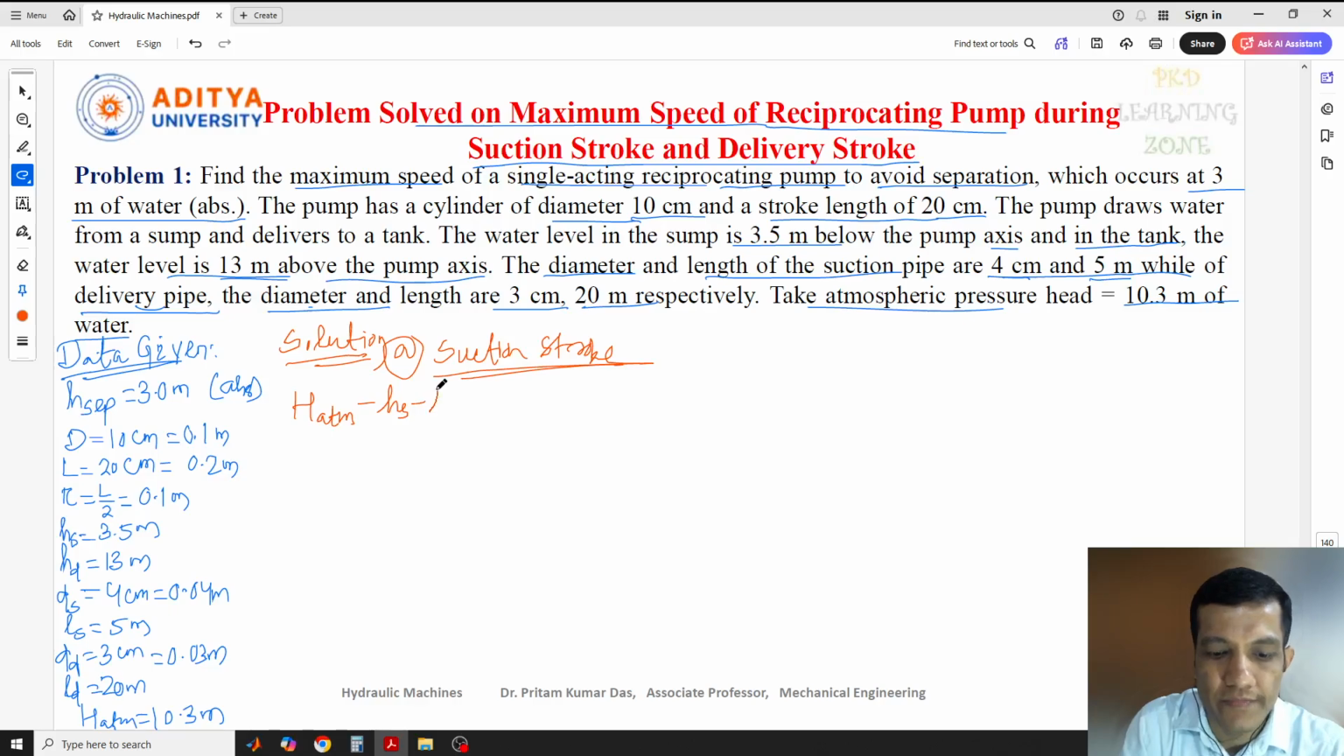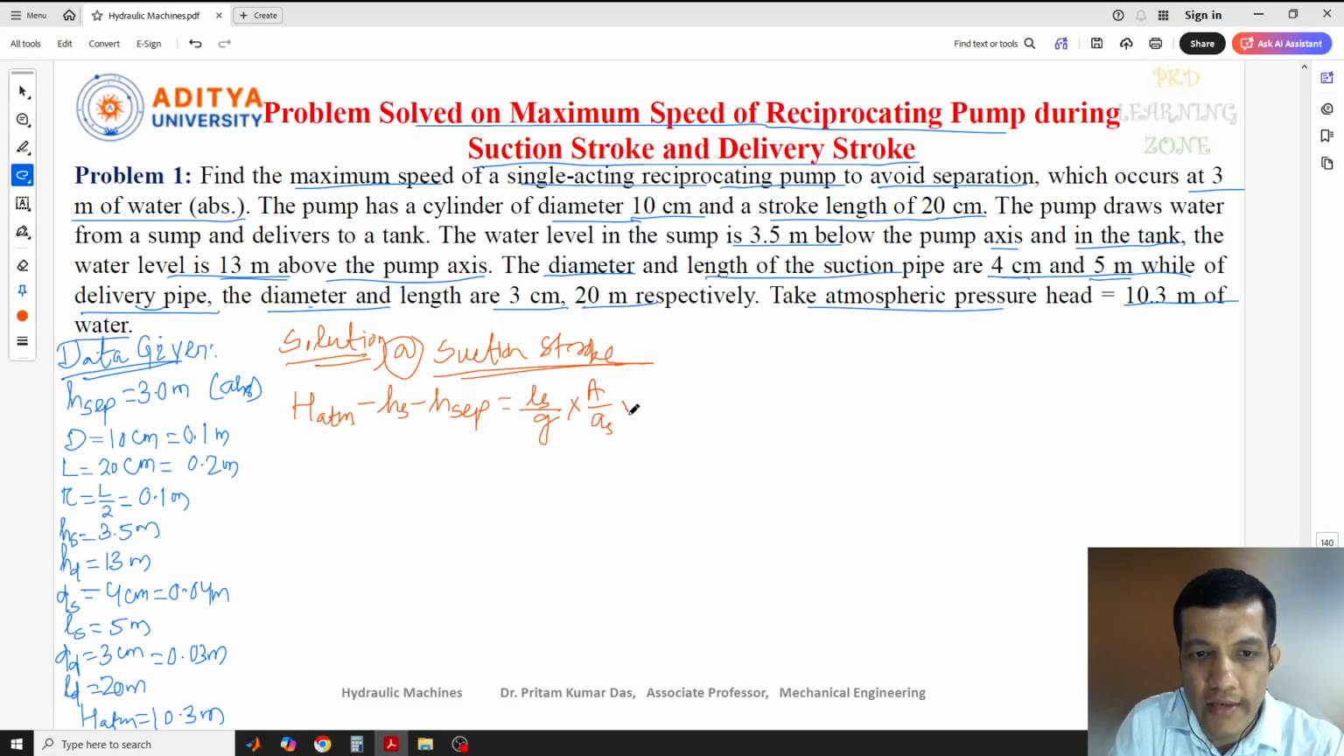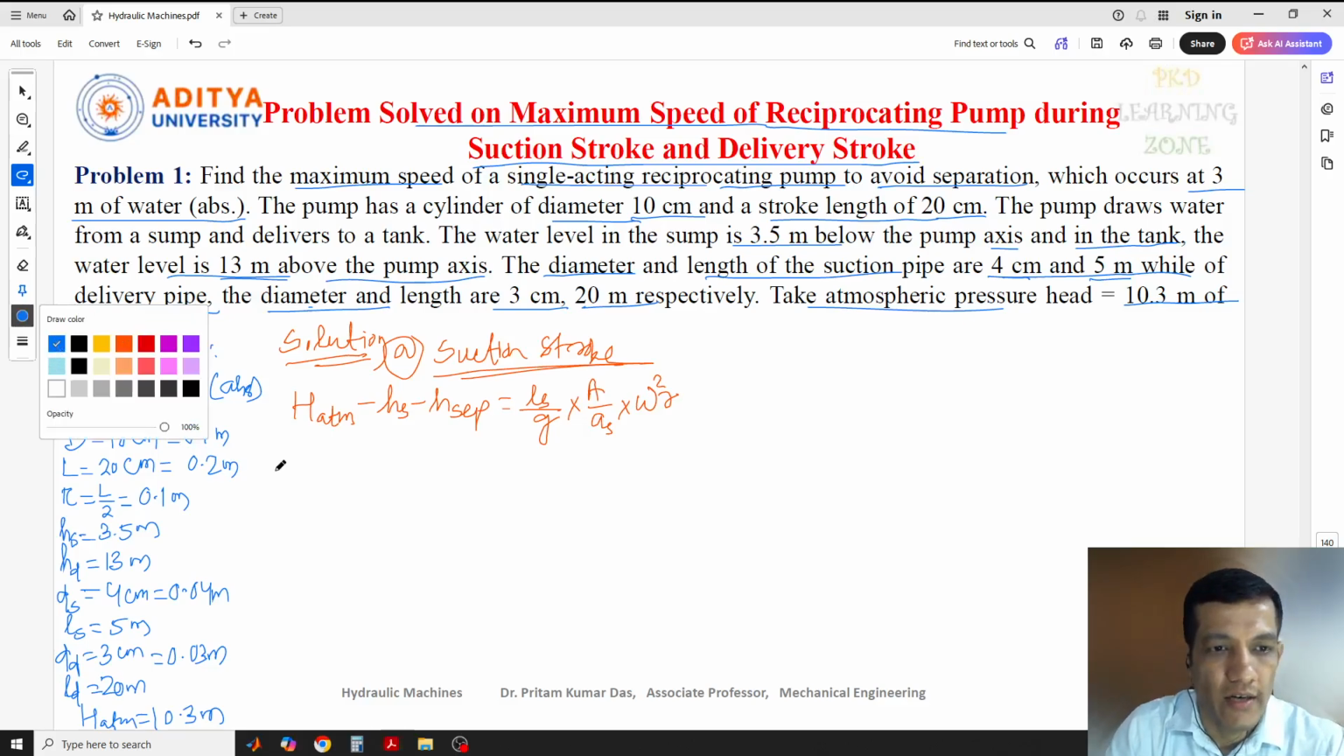H_s minus H_separation equal to the formula L_s by g into capital A by small a_s into omega square r. This is the formula we got in our last lecture derivation while discussing the maximum speed of a reciprocating pump during the suction stroke. If it is a delivery stroke, just L_d, a_d, H_d will be changed. The remaining values will be as usual.